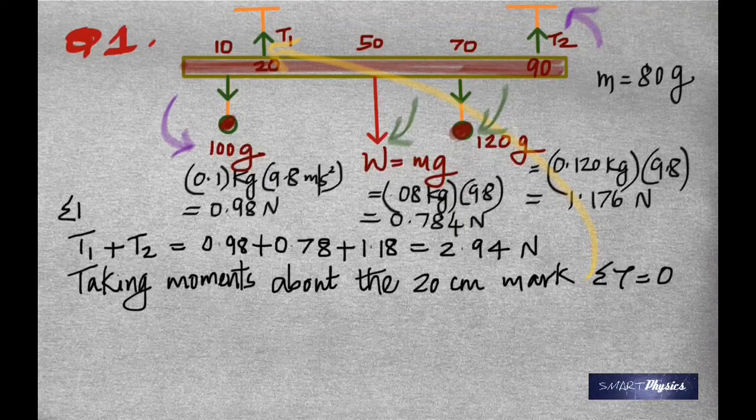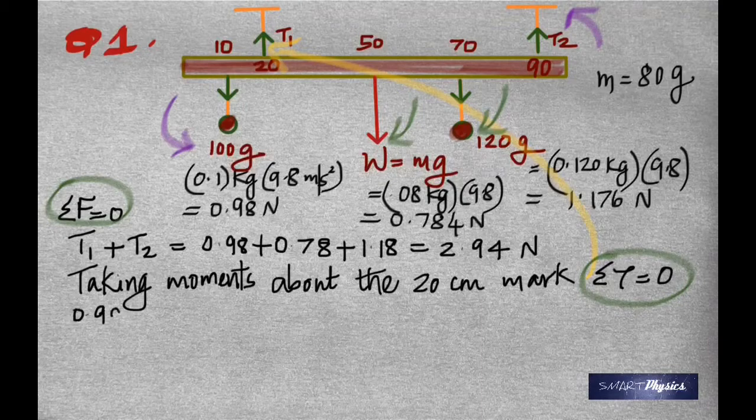Now so we are using the two conditions. Net force is equal to zero, which gives us one equation. And now we're going to get the second one using net torque, which is tau, is equal to zero. Okay, so the first one is 0.98 times 10, because the distance between them is 10.